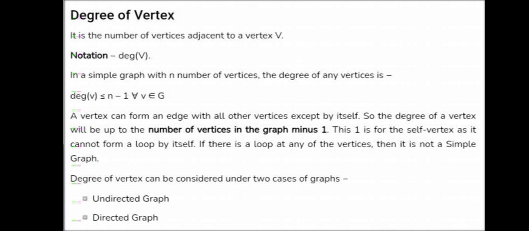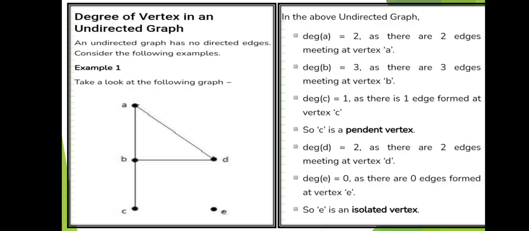The degree of a vertex can be considered in two cases of graphs. First is the undirected graph, second is the directed graph. Starting with the degree of a vertex in an undirected graph: an undirected graph has no directed edges, as the name itself says. Consider the following example. Take a look at the following graph. Here we see a triangle ABD and one line attached. In the above undirected graph, the degree of A is equal to 2, as there are two edges meeting at vertex A, and the degree of B is 3, as there are three edges meeting at vertex B.